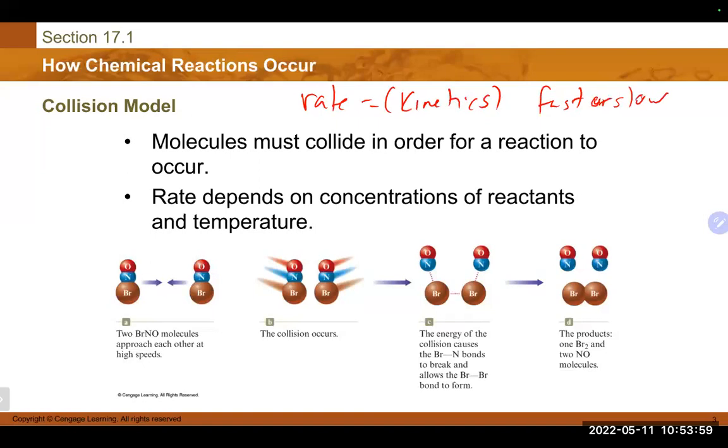And for example, here, what has to happen is, for example, these two guys need to collide with each other. As they start colliding, we're going to get some bonds starting to break. We need to break all the bonds on the reactant side and obviously form new bonds on the product side. And if you remember, we saw some energy diagrams that we talked about.